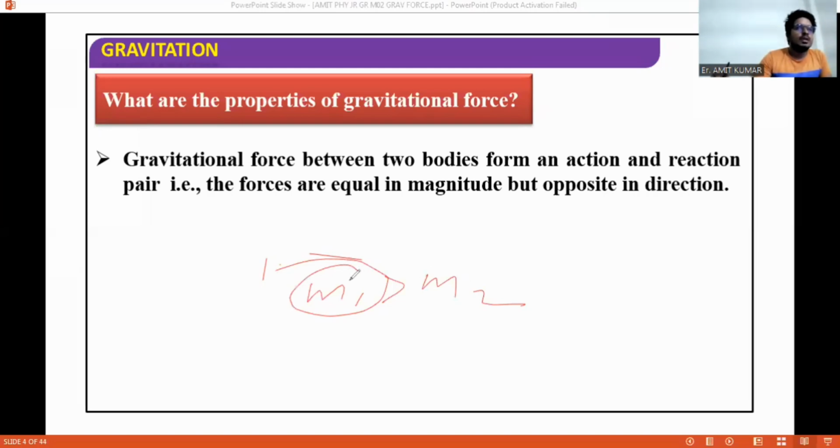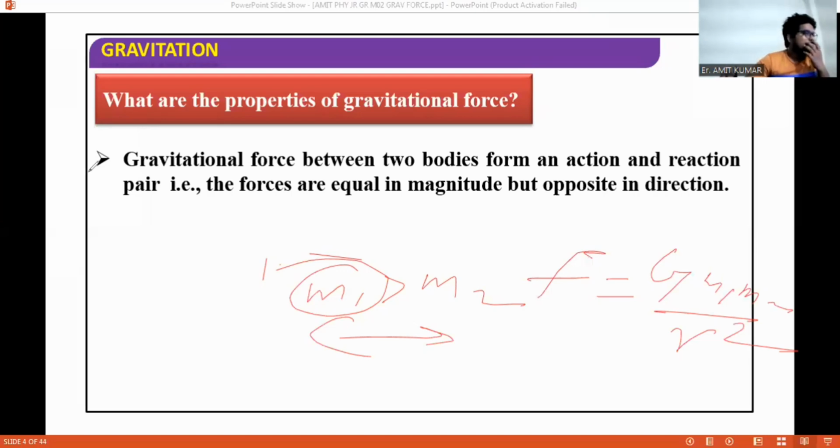Not like that. If m1 is greater than m2, irrespective of that, the force between the two planets will be equal. And that force is what we already know: F equals G m1 m2 divided by r square.